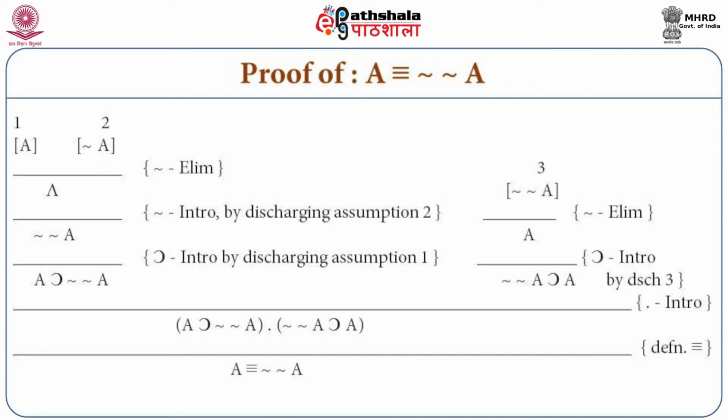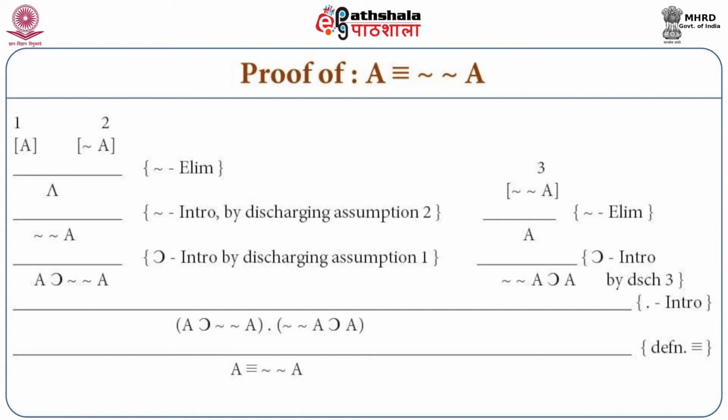Now, by looking at assumption number 2, which is negation A, and given the absurd sentence, that is lambda, with the right application of negation introduction, we can derive not A. Given not A, and looking at assumption number 1, which is A, with the introduction of implication, we can now infer A implies not A.